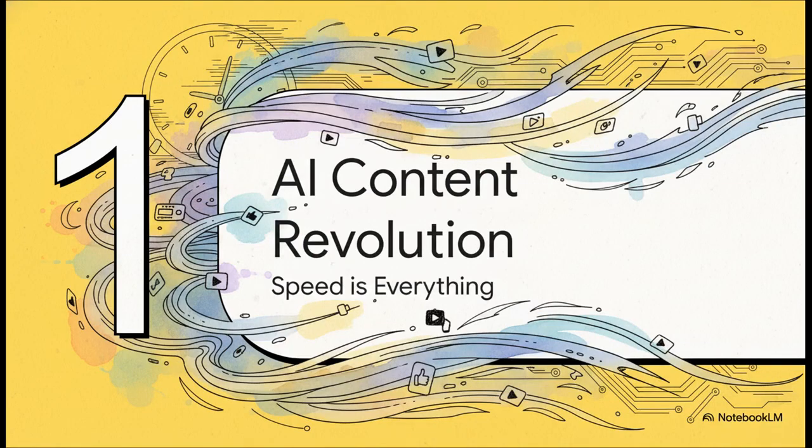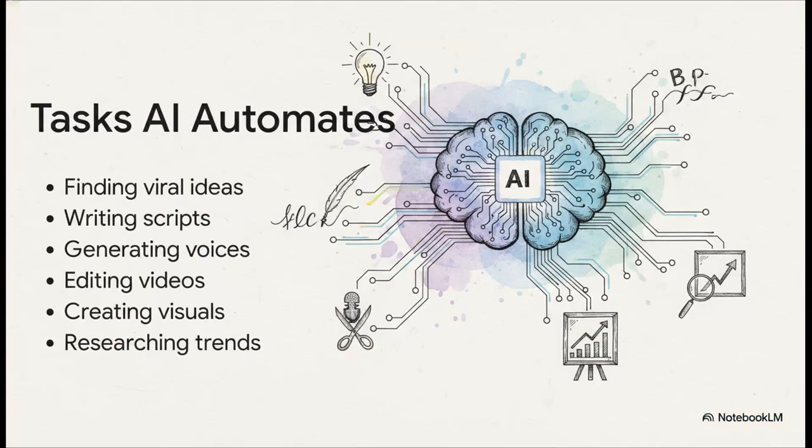Section 1, the AI content revolution. Look, attention moves unbelievably fast online these days. Speed is absolutely your biggest advantage. And AI? It completely automates the heavy lifting. We're talking about finding ideas, writing scripts, generating hyper-realistic voices, doing the editing, creating visuals, and even researching super complex market trends. In the past, any one of those tasks could take you hours or require hiring a pricey freelancer.